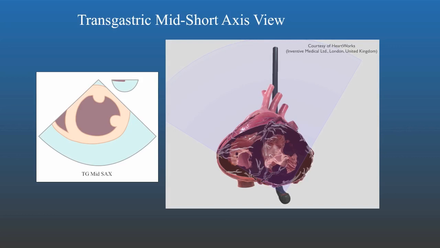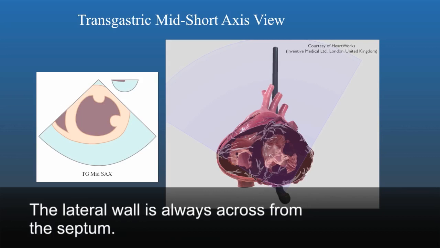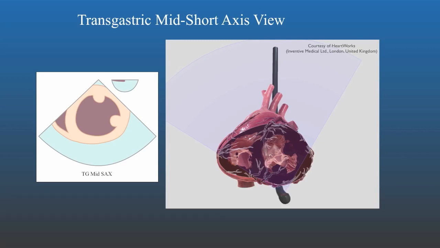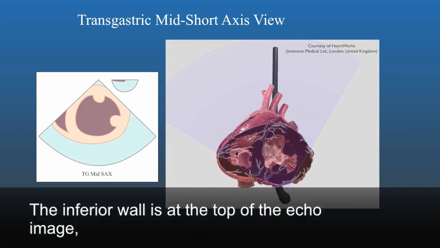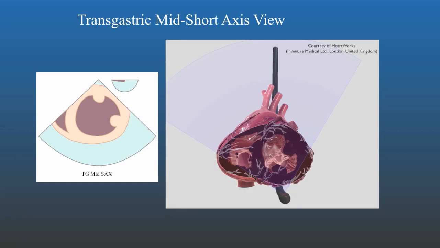In terms of cardinal relationships, remember that the septum sits between the right and left ventricles. The lateral wall is always across from the septum. Notice that the echo probe, despite sitting behind the heart in the esophagus, is always positioned at the top of the echo screen. Thus, the inferior wall is at the top of the echo image, while the anterior wall is at the bottom. Understanding these relationships will help you to define all 6 walls, since the remaining 2 walls are defined by their orientation to these 4.